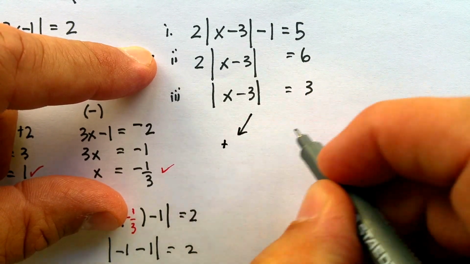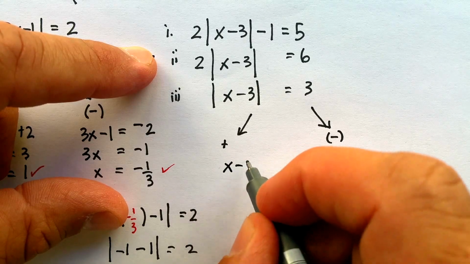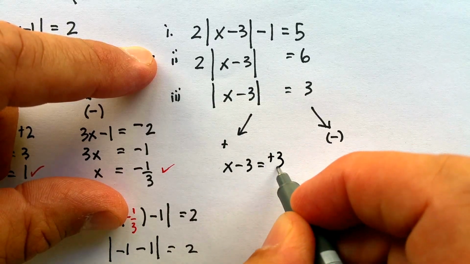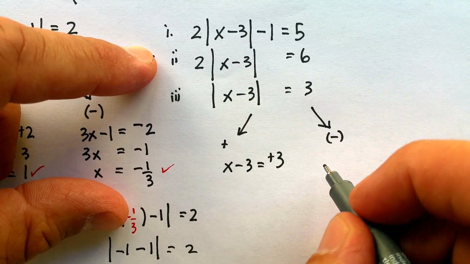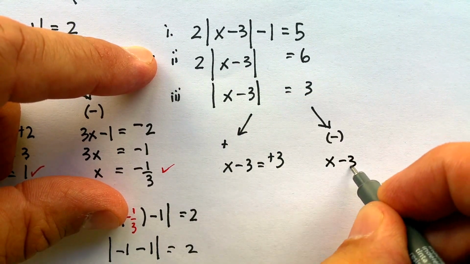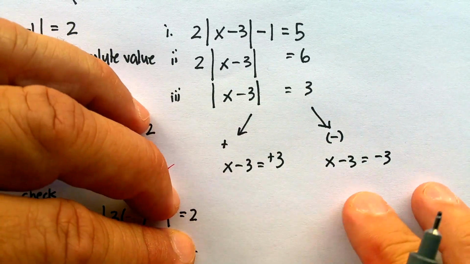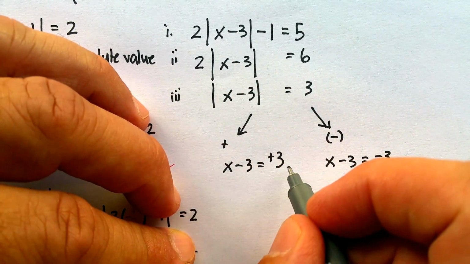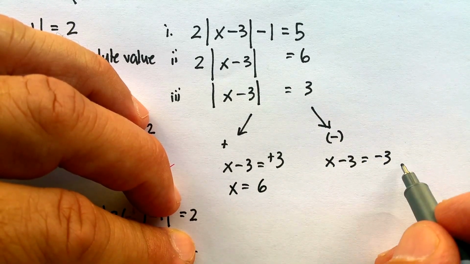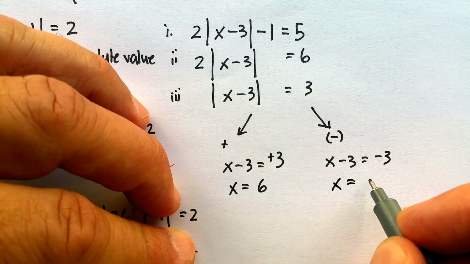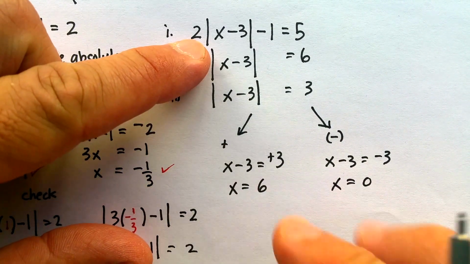So the positive case would be x minus 3 is equal to positive 3. Remember that the positive has to go over here, the positive and negative cases. Or x minus 3 is equal to a negative 3. Solve those individually. Let's add 3 to both sides. You get x is equal to 6. Or you add 3 to this side, and x is equal to 0. Let's plug those both in and see if they work.